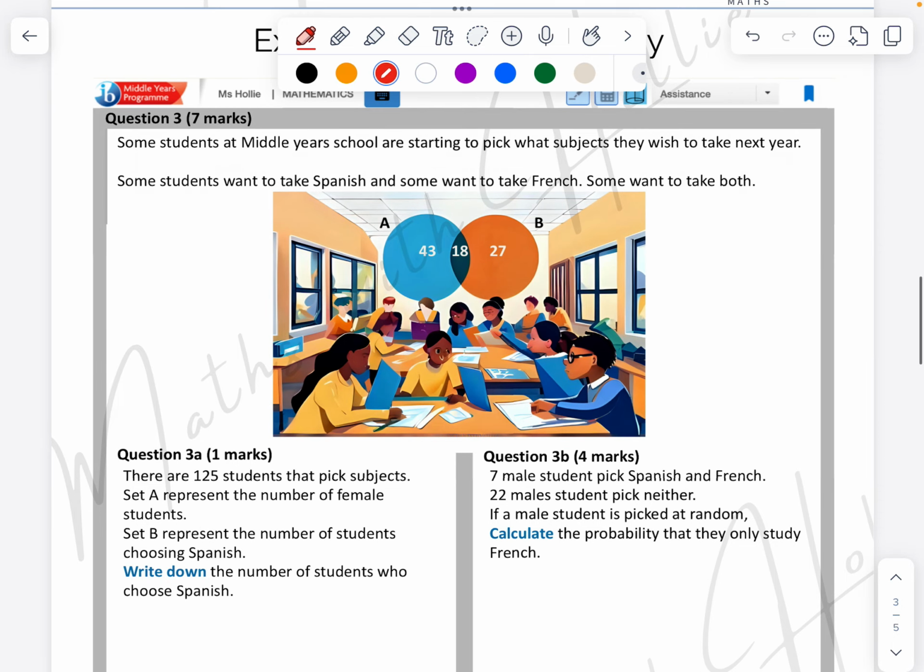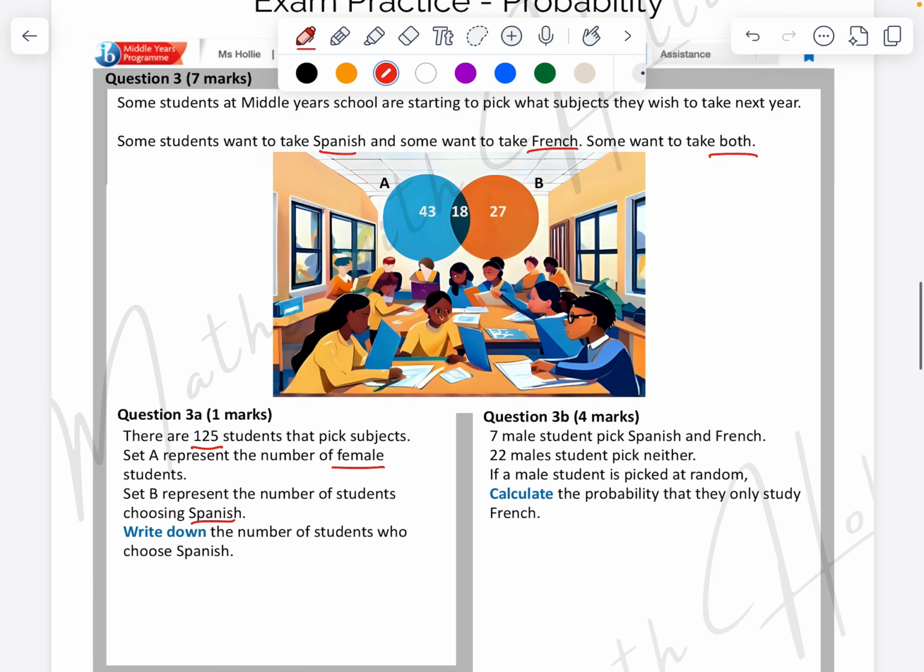Right, the next question, a little bit tricky this one, it's about probability. We've got a Venn diagram and it says 125 students pick subjects. They are going to pick either Spanish, French, some do both, and we have this Venn diagram here. A represents the number of female students and B represents the number of students who do Spanish. Write down the number of students who choose Spanish. So Spanish is just for B. So it's 18 plus 27.